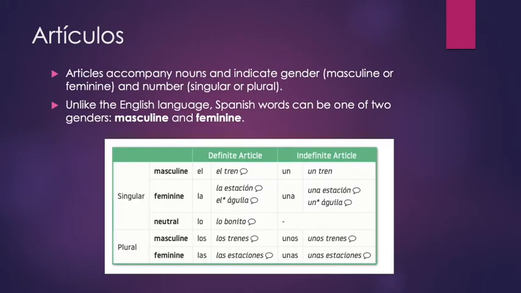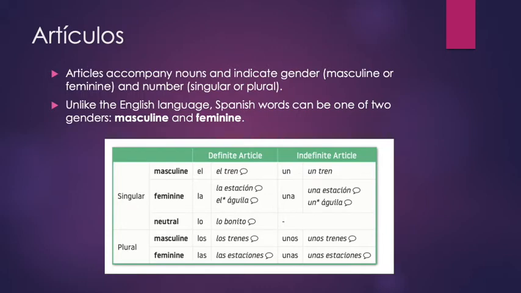So today we are going to talk about articles, artículos. Articles accompany nouns and indicate gender. It can be masculine or feminine and also number, singular or plural. Unlike the English language, Spanish words can be one of two genders. They can be masculine and feminine.